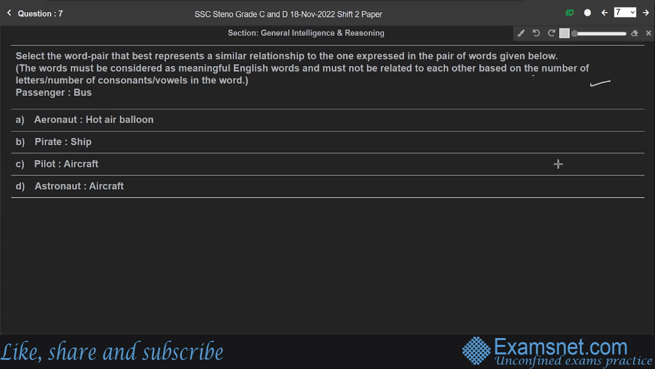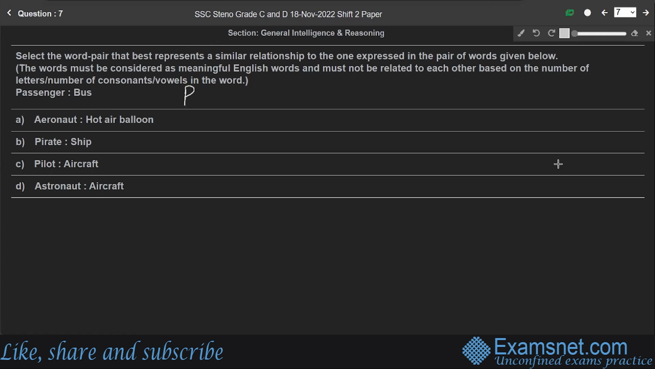Question number 7. Select the word pair that best represents a similar relationship to the one expressed in the pair of words given below. Note that the words must be considered as meaningful English words and must not be related to each other based on the number of letters, consonants or vowels in the word. Here, passenger is related to bus. That means a passenger travels by bus.